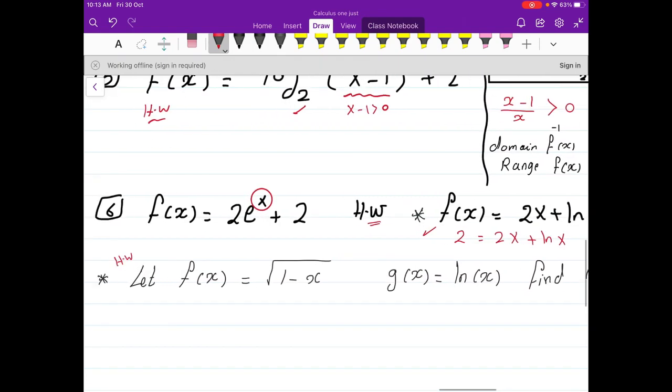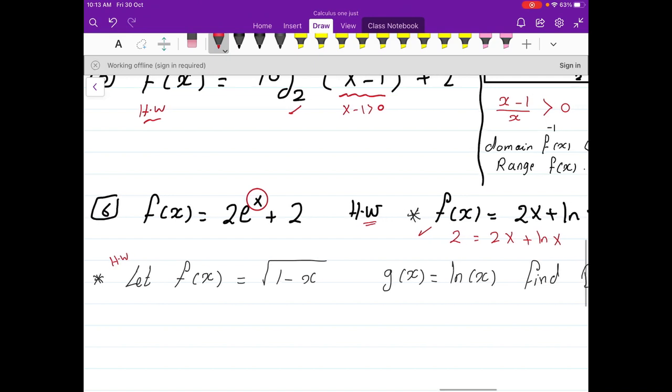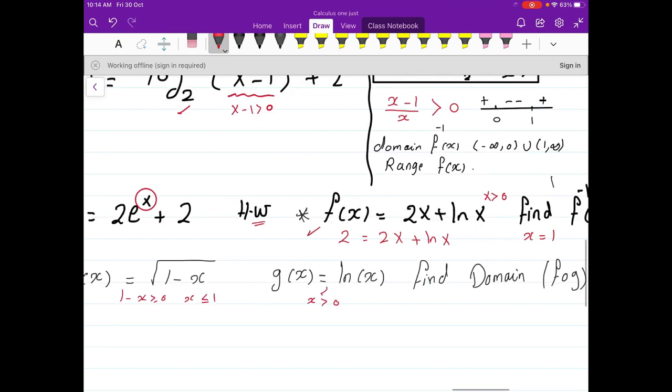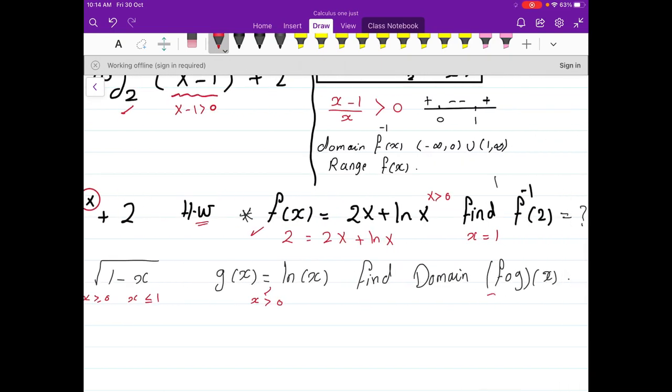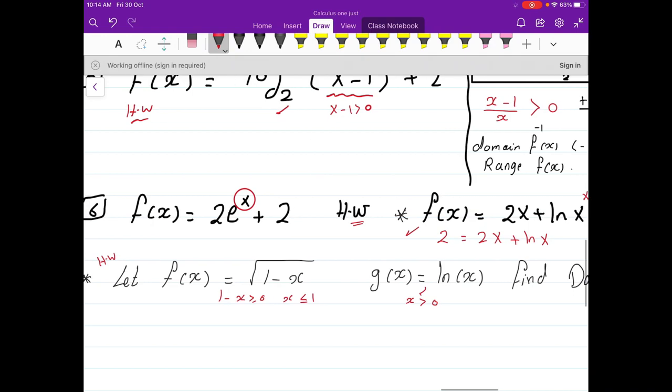The last question to think about as homework: f(x) equal the square root of 1 minus x. What is the domain for this function? The domain: 1 minus x is positive. And g(x) equal ln x. What is the domain? x is positive. Now our question: find the domain of f composite g(x).